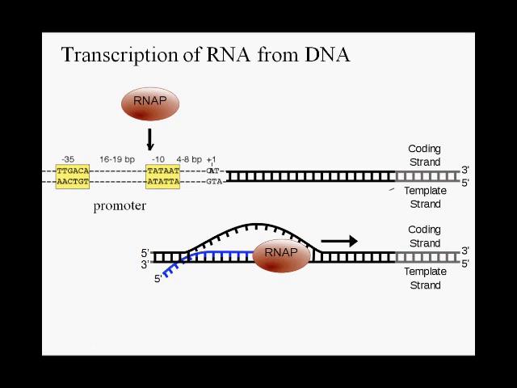We'll start with transcription. The enzyme RNA polymerase binds to the DNA, and it binds to the DNA not just at random places, but at specific places called promoters. So the definition of a promoter is the site in the DNA where RNA polymerase binds to start transcription.